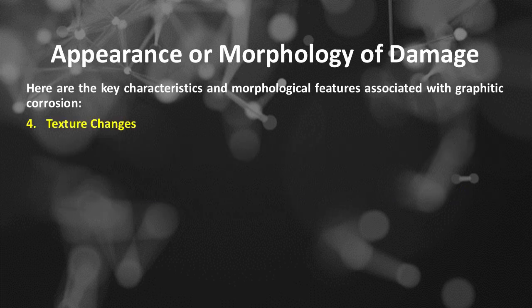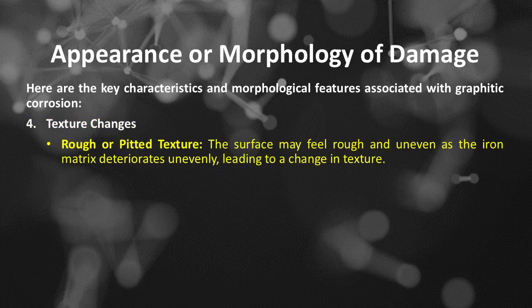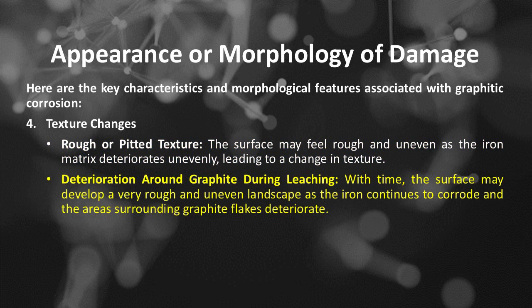Number 4 is texture changes. Rough or pitted texture. The surface may feel rough and uneven as the iron matrix deteriorates unevenly, leading to a change in texture. Deterioration around graphite during leaching. With time, the surface may develop a very rough and uneven landscape as the iron continues to corrode and the areas surrounding graphite flakes deteriorate.